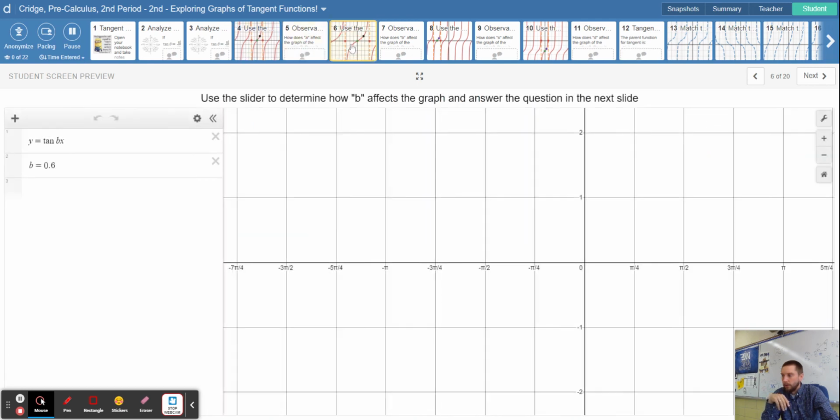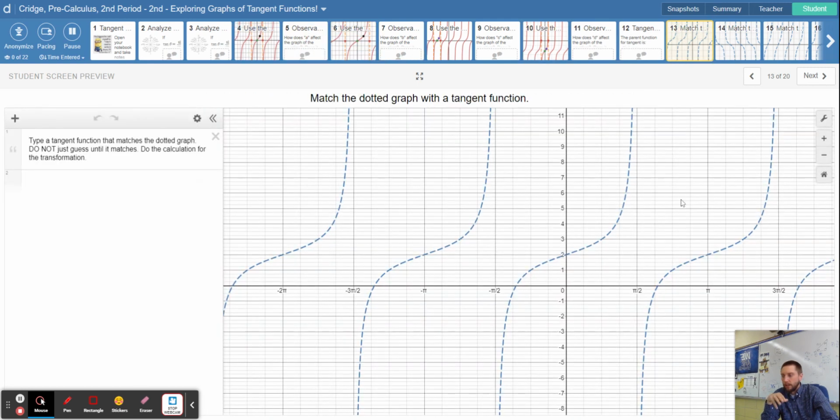Okay, so do your best going through this activity, coming up with some graphs at the end. If you need help, let me know. But I'm hoping this activity will kind of guide itself.